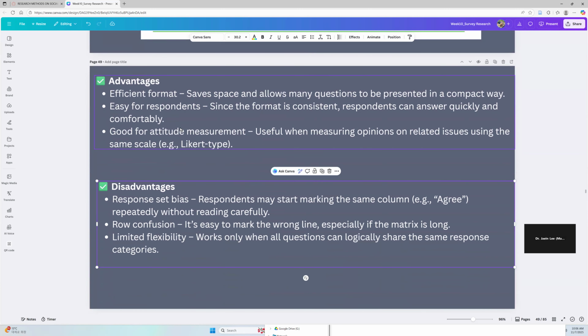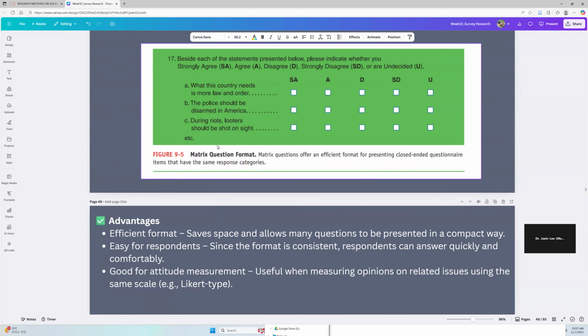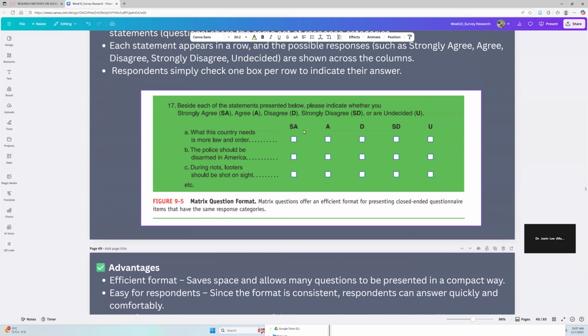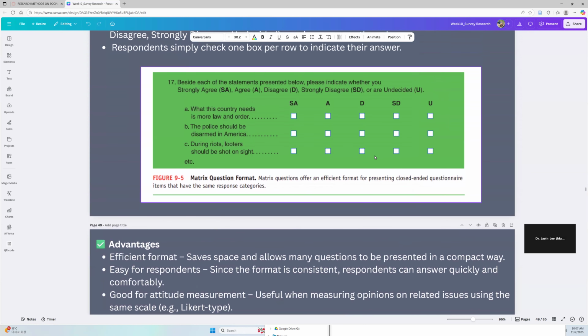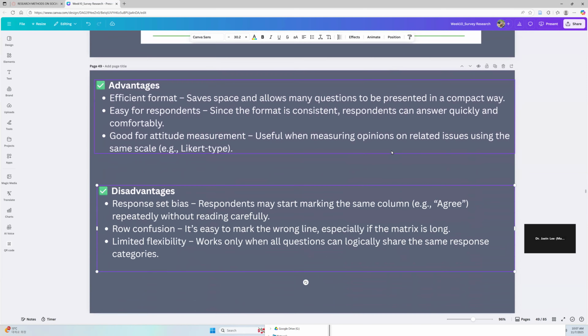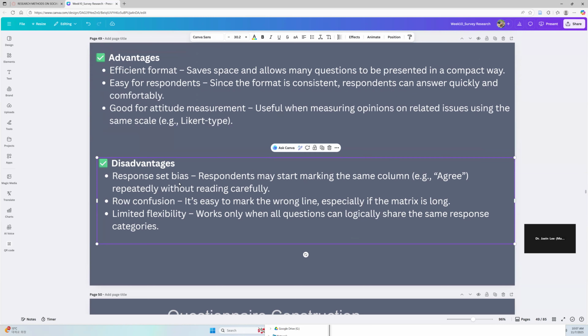So the advantage of the matrix format is that it is very efficient. Instead of open answers, it is very easy to present in a very compact way. Easy for respondents as well, and good for attitude measurements. It is useful when measuring opinions about issues using the same scale, like a Likert scale. So anyway, you can use the average. How many percent of the people are saying strongly agree or disagree or strongly disagree? You can say that people are more aligned to favoring more regulation, or disfavoring regulations. So these are the messages that the responses send.